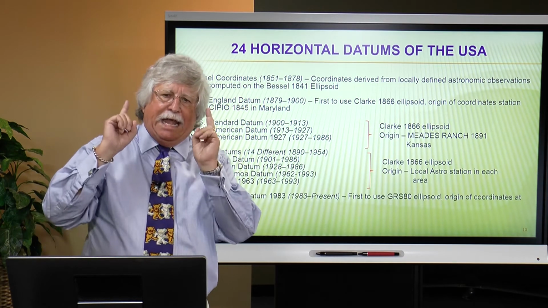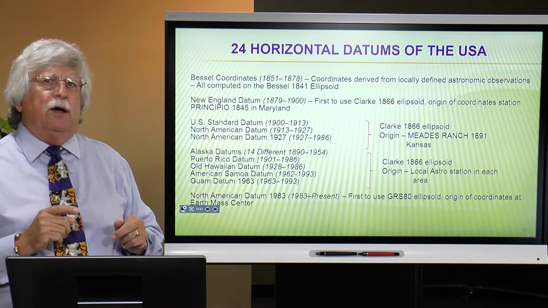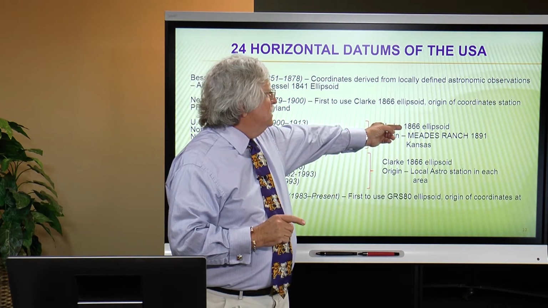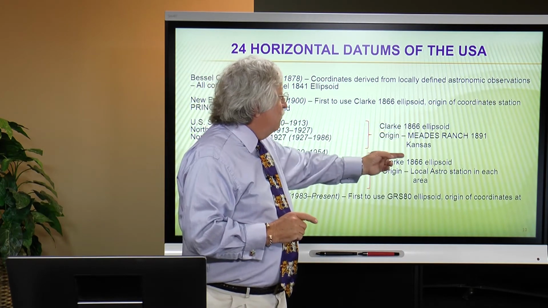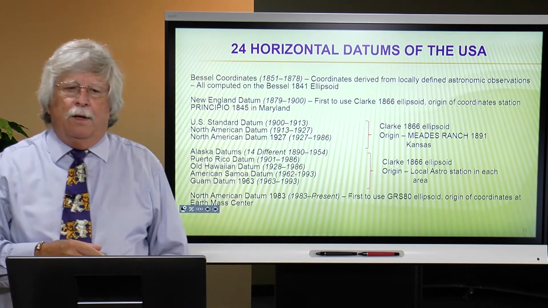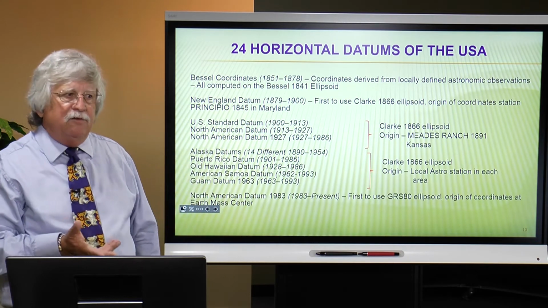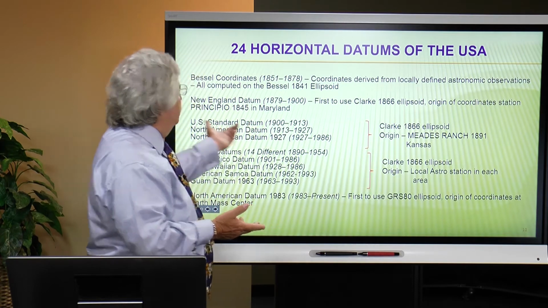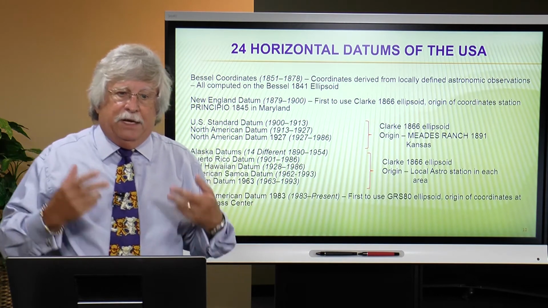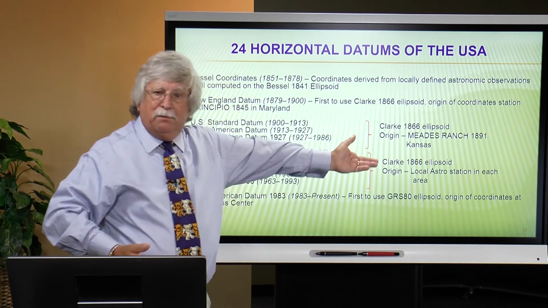The first national horizontal datum for the United States appears in 1900. It's referred to as the U.S. Standard Datum, and it's using Clarke 1866. Its origin is Meade's Ranch, and its orientation is that azimuth to Station Waldo. In reasonably short order, it is also adopted by the Canadians in 1913. So the name has changed. There's no change in coordinates, it's just a change in name. It becomes the North American datum, again, Clarke 1866, origin at Meade's Ranch.